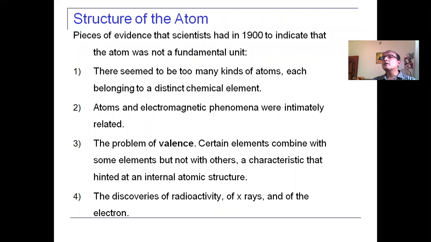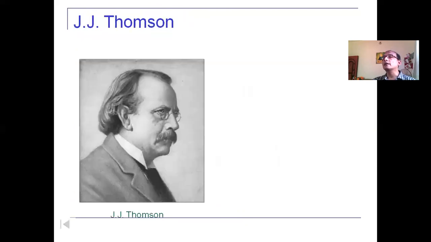Now, the evidence that scientists had in 1900 to indicate what the atom is: atom is considered to be a very small particle, each belonging to a distinct chemical element. Atom and electromagnetic phenomena are intimately related. The problem of valence: certain elements combine with some elements, but not with others. The discoveries of the radioactivity of X-rays and all these are about the electron.